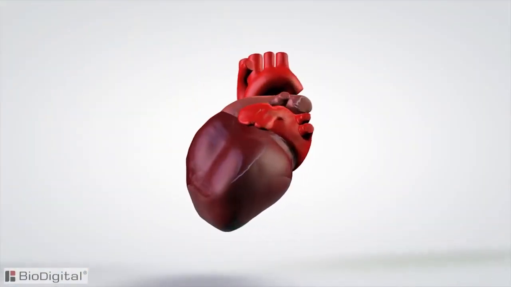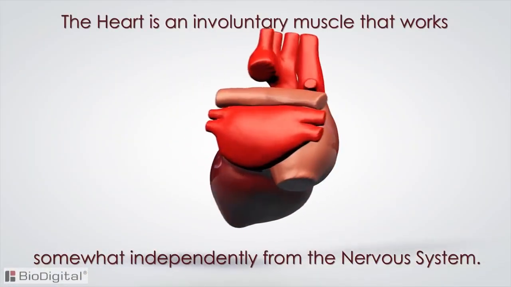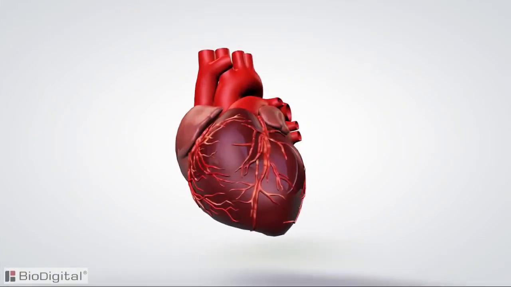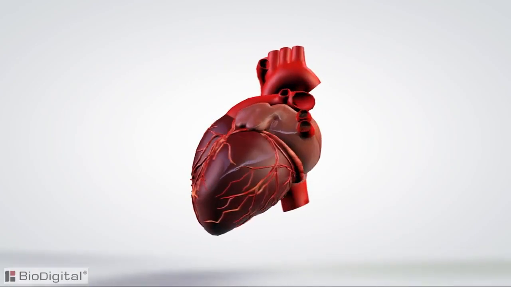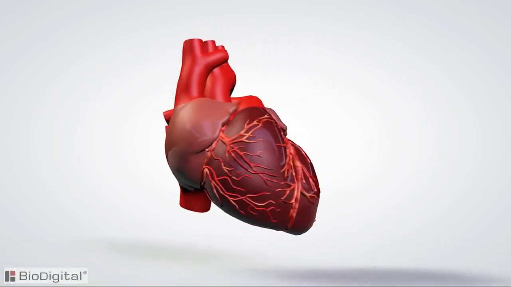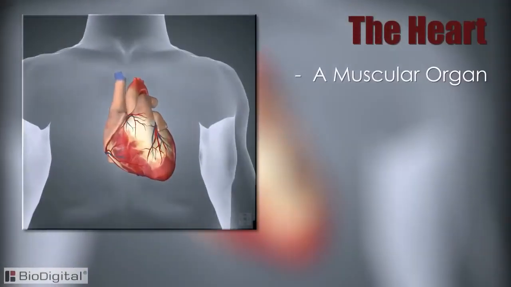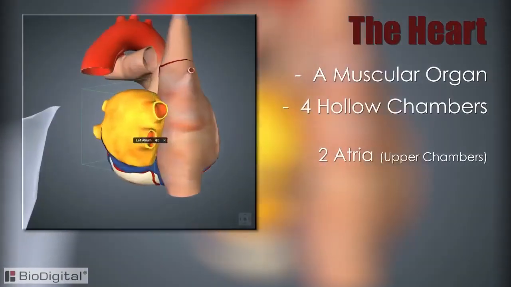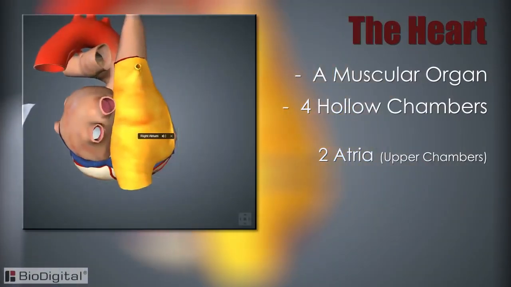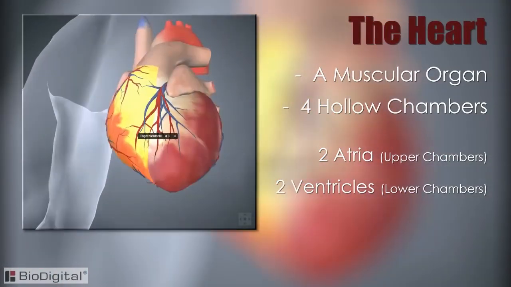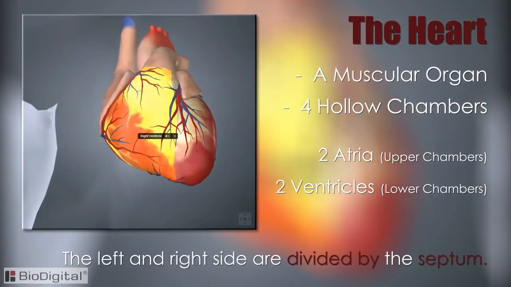As mentioned in the muscular system video, the heart is an involuntary muscle that works somewhat independently from the nervous system. This will be explained in more detail later, but for now, let's take a look at what makes up the heart. The heart is a muscular organ with four hollow chambers. It consists of two atria, which are the upper chambers, and two ventricles, which are the lower chambers. The left and right sides of the heart are divided by the septum.